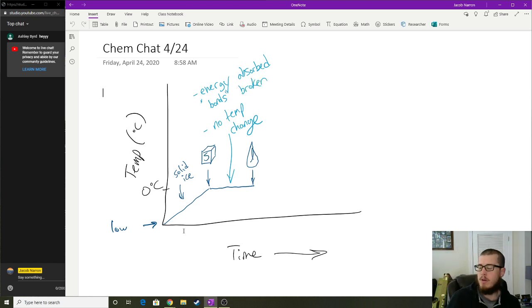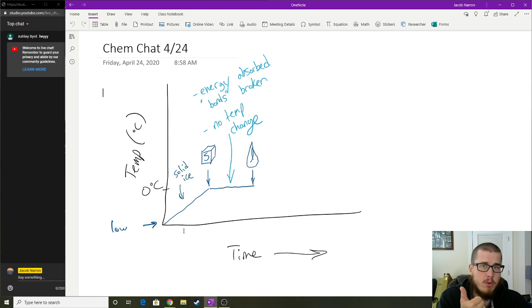Now, the reason I'm putting bonds in quotation marks is because we're actually talking about intermolecular forces here. If you guys remember back, we talked about IMFs back when we were still meeting face-to-face. The intermolecular forces are going to be your dipole-dipole, your London dispersion, and your hydrogen bonds. Now, water, H2O, has all three of those.